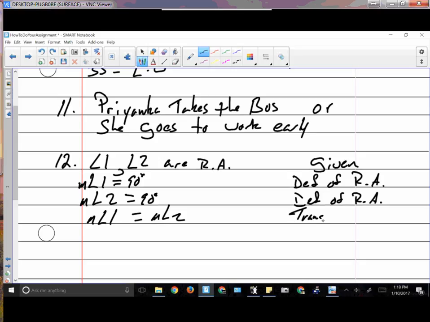Right? But that doesn't answer the question because they want congruent. So angle 1 is congruent to angle 2, and the reason for that would be the definition of congruence. Because if things are congruent, then their measures are equal. If their measures are equal, then things are congruent. There we go.